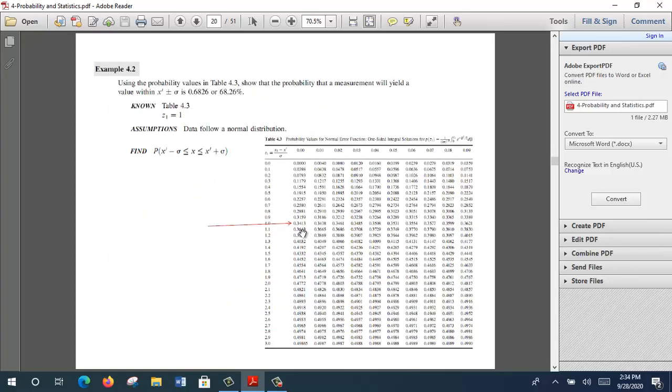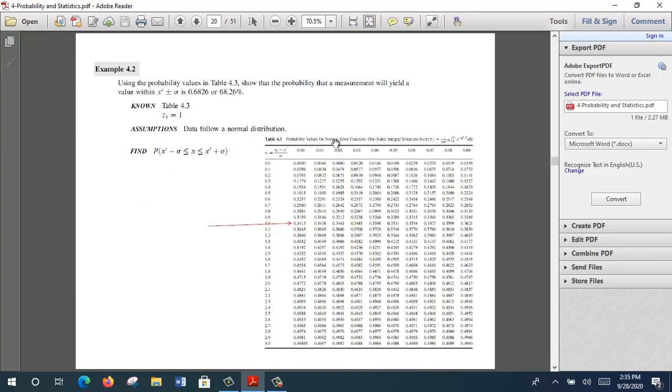Okay, so now we go to an example for more understanding, according to the table provided to you. Using the probability values in table 4.3, which is given to you, no need to worry, it shows that the probability that a measurement will yield a value within x prime plus or minus sigma, which is your probability interval, is 0.6826, or 68.26%. So this is just to teach you how to read the table properly.